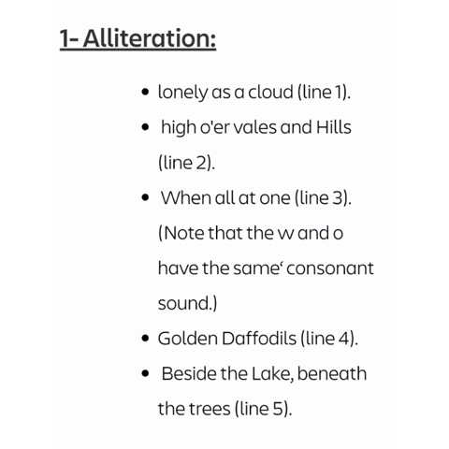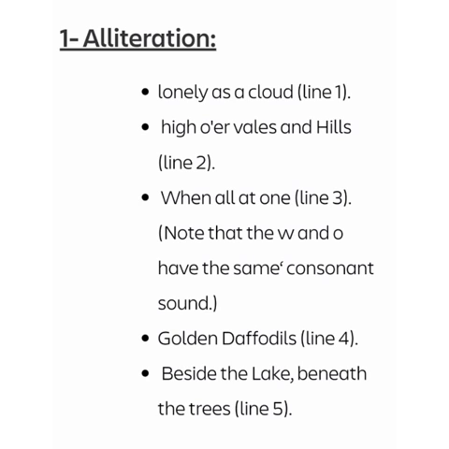Another such example is all at once, that is in line 3. Note that the W and O have the same consonant sound. One more example of alliteration is golden daffodils in line 4. Here, the sound of D, that is another consonant sound, has been repeated. And one more example of alliteration is beside the lake, beneath the trees, where B sound has been repeated.